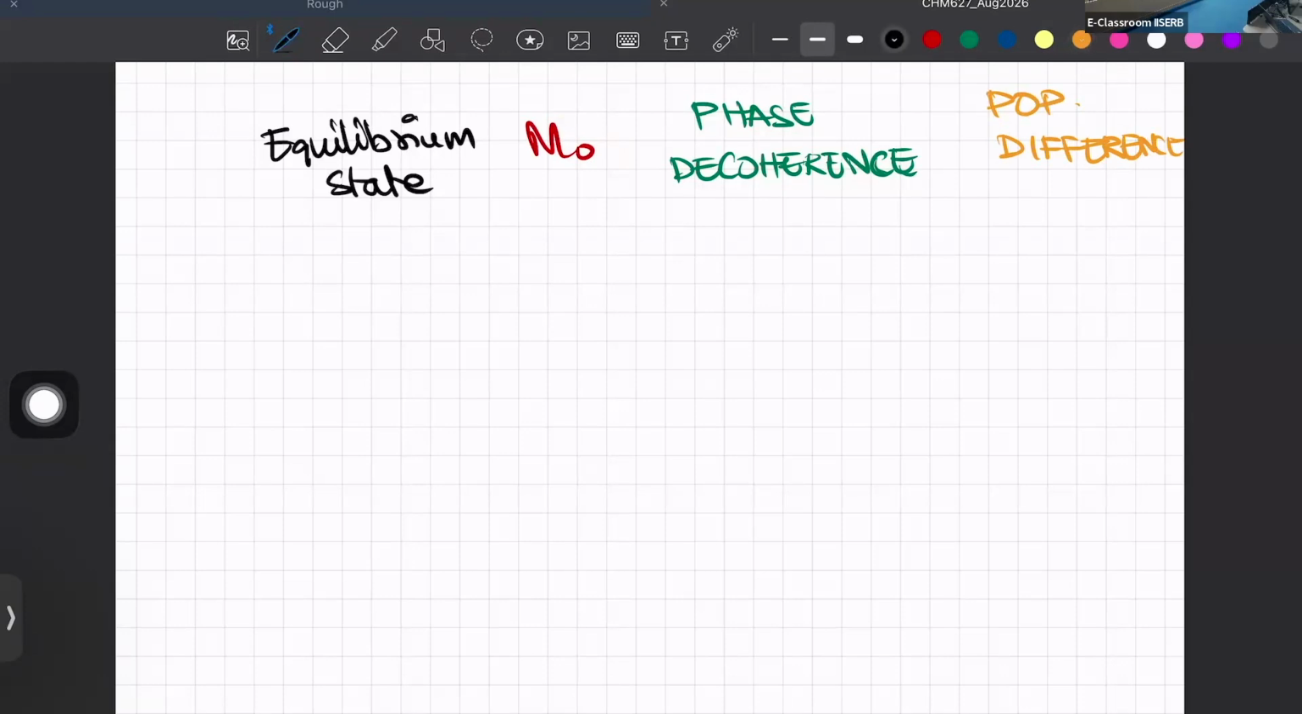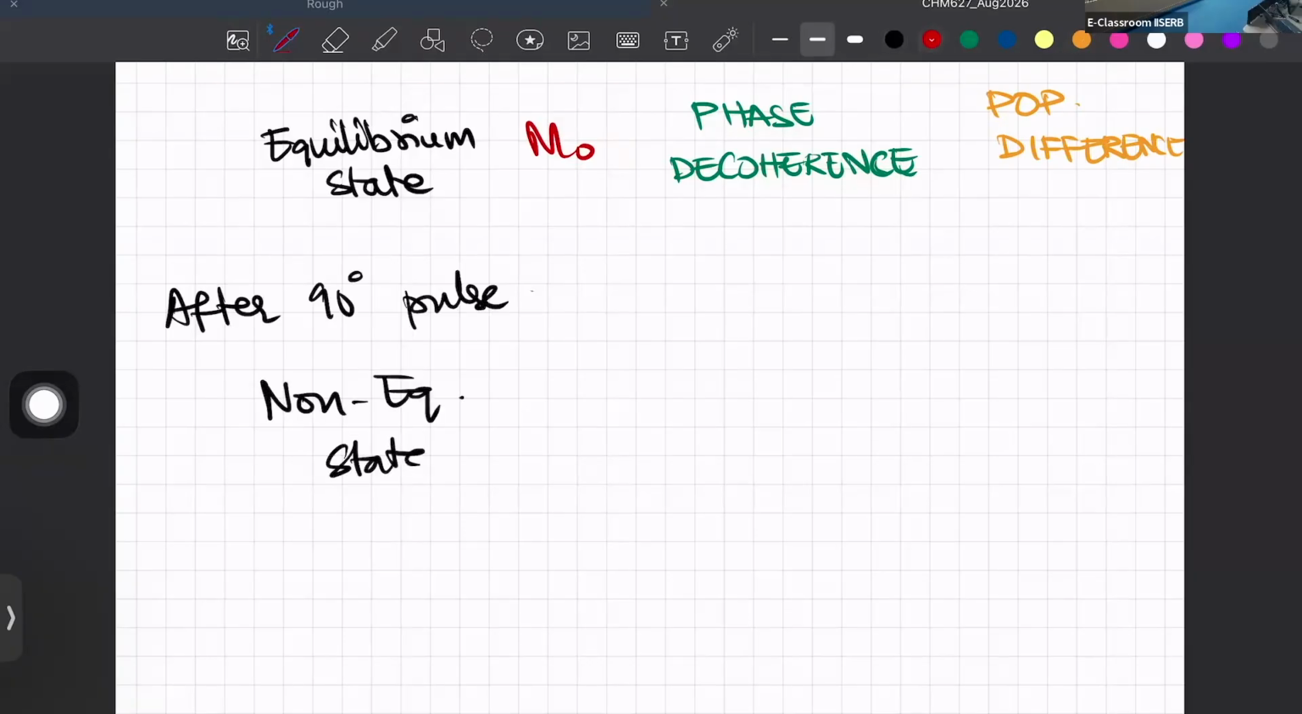On the other hand, after the 90-degree pulse, the non-equilibrium state, which also in this case has the magnitude of M naught, is created with phase coherence and no population difference.